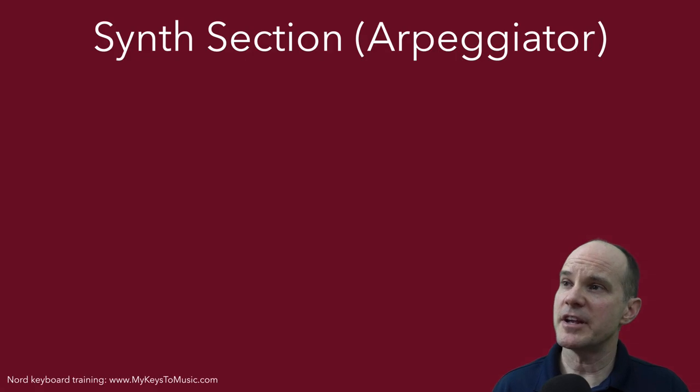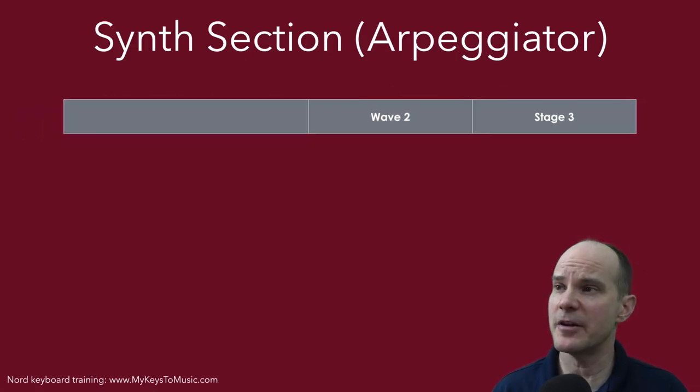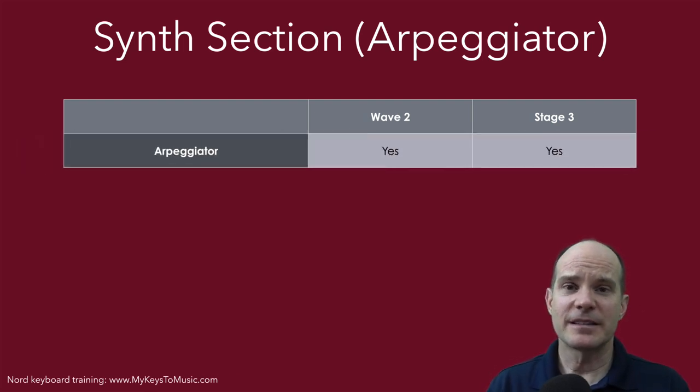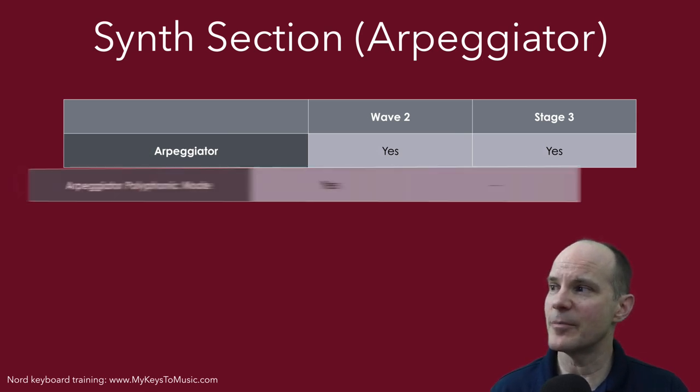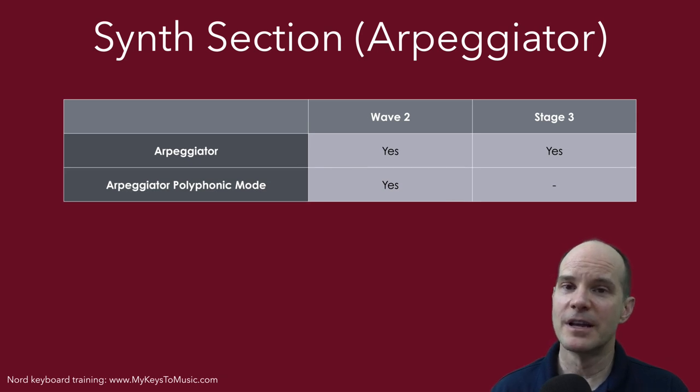Then we have the arpeggiator section. Now, both keyboards have a full-featured arpeggiator. In that respect, they are identical. But that's really where the identity of being similar stops, because the arpeggiator polyphonic mode is available on the Wave 2, not on the Stage 3.